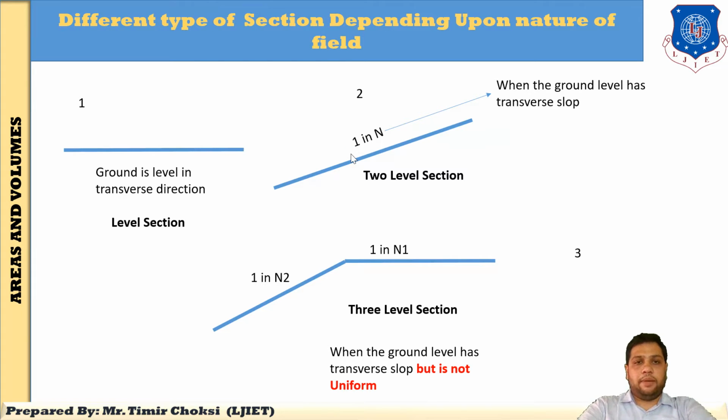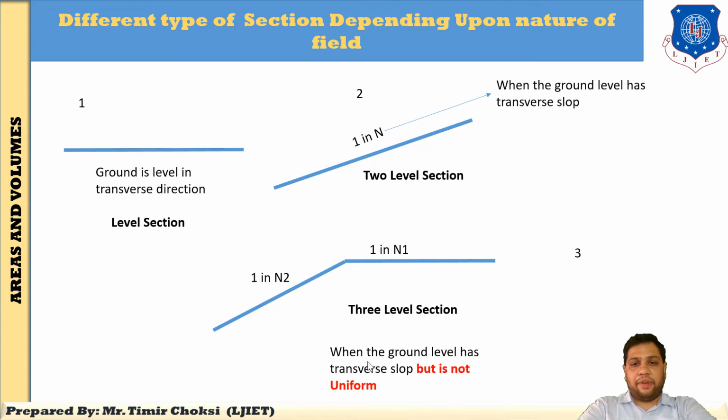Next, student, this is the most important part. Clearly understand, pay attention. You know that there are different types of nature of field. When you select the site, there are a number of possibilities. Some ground is level in the transverse direction. Some ground has a transverse slope. Some ground has a transverse slope, but in a uniform way. Some fields are like this when you start the project.